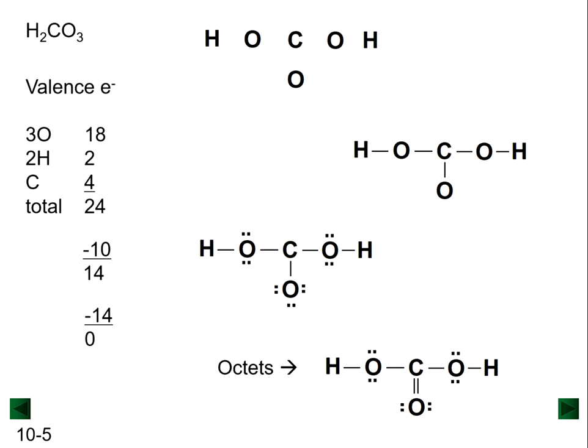In order to give carbon an octet, we take one of the lone pairs on the oxygen at the bottom, and we move it into a bond between the carbon and the oxygen atom to give it a double bond.